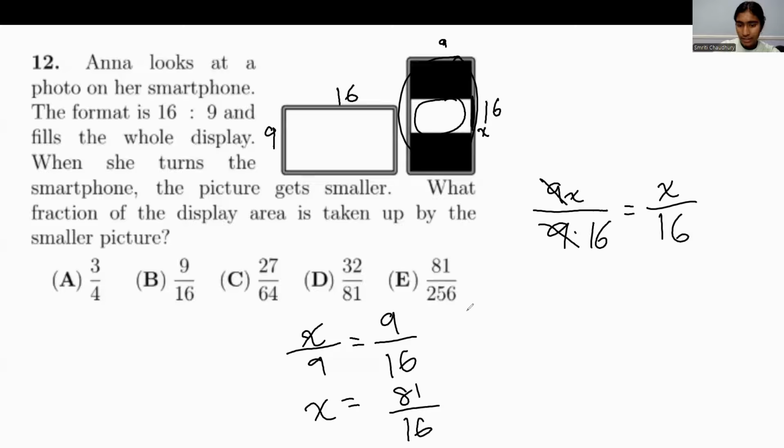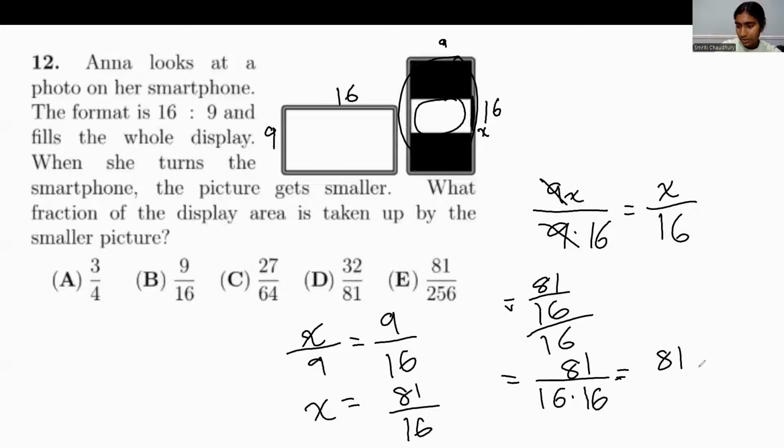And since we know that x is 81 over 16, we're looking for 81 over 16 times 16, which is 256. So our answer is 81 over 256, which is E.